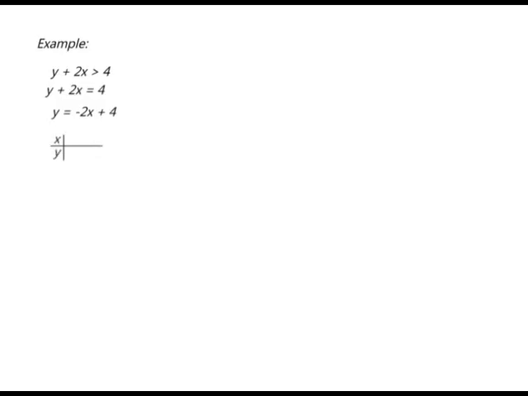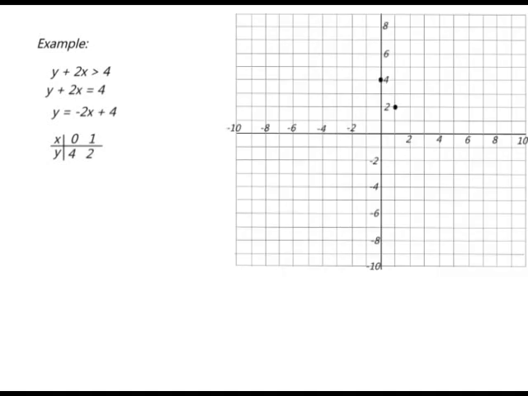We choose any two values of x and calculate the corresponding values of y. We'll choose 0 and 1. When x is 0, y will be 4. And when x is 1, y will be 2. And so these are the 2 points, and we draw the line now. But wait. The inequality was a greater than, and so the line is a broken one. So that is the line.